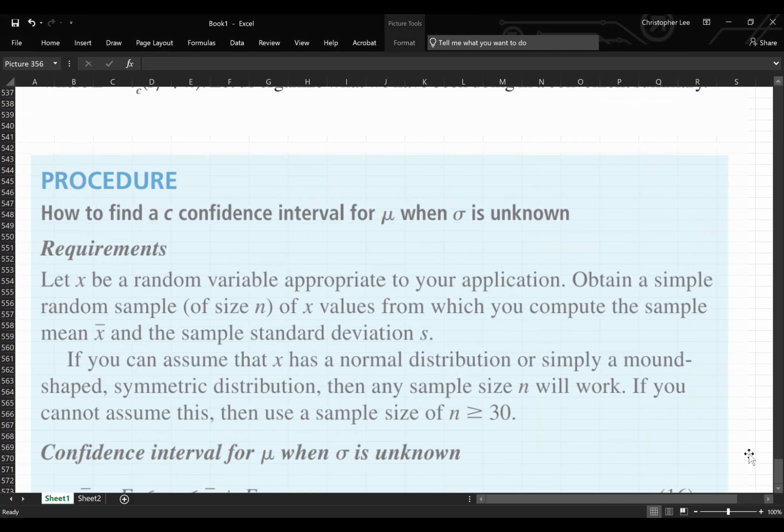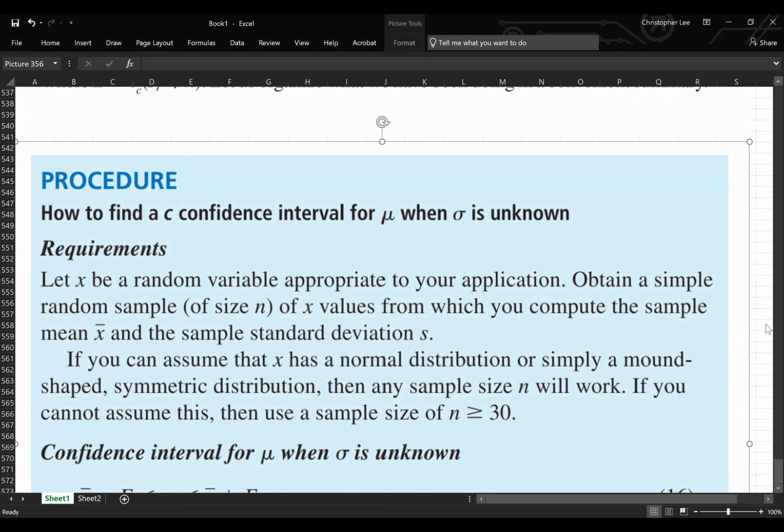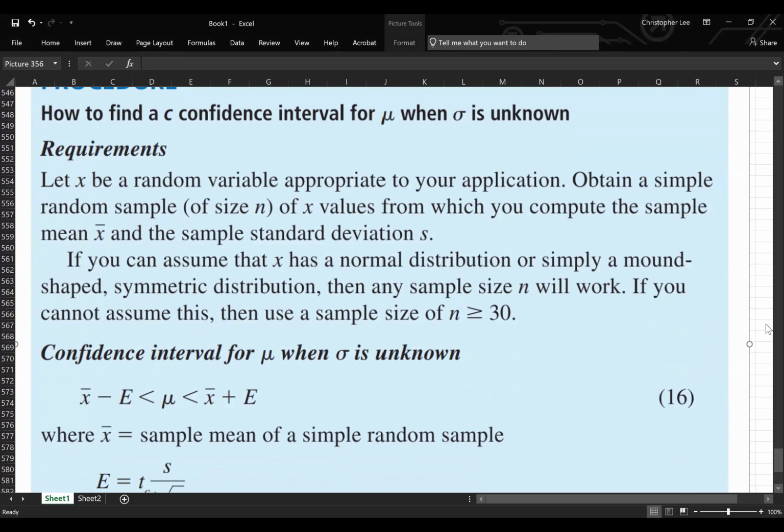So how to find a confidence interval for mu when sigma is unknown. Requirements: let X be a random variable appropriate to your application. Obtain a simple random sample of size n of X values from which you compute the sample mean X bar and the sample standard deviation S. If you can assume that X has a normal distribution or simply a mound-shaped symmetric distribution, then any sample size will work. If you cannot assume this, then use a sample size n greater than or equal to 30.